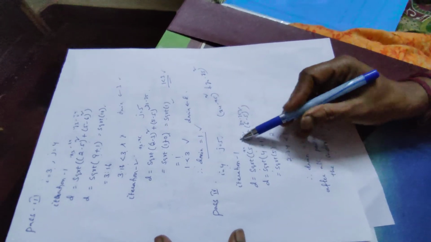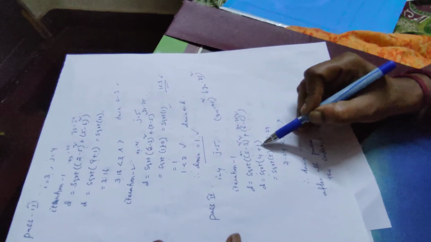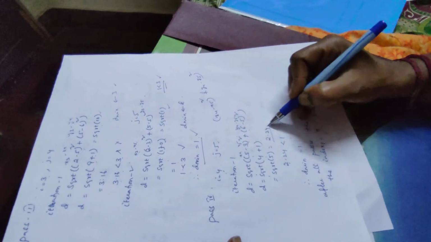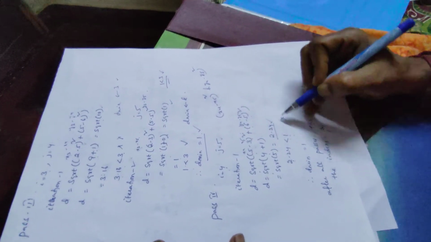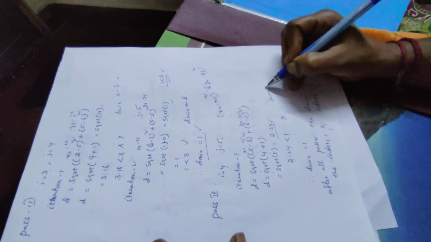That equals 2 square equals 4 and 1 square equals 1. Square root of 5 is 2.24. So 2.24 is not less than 1. So simply I cannot change my d min, it remains 1 only.